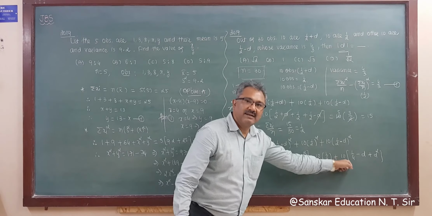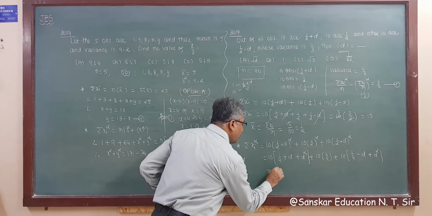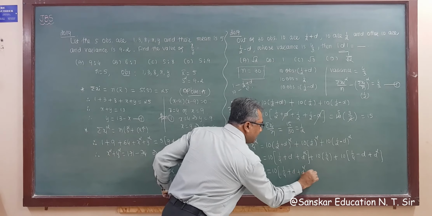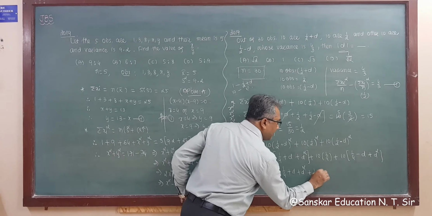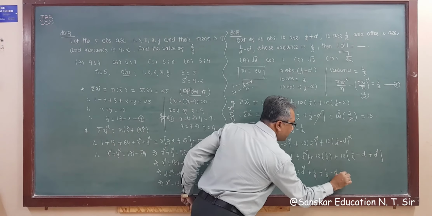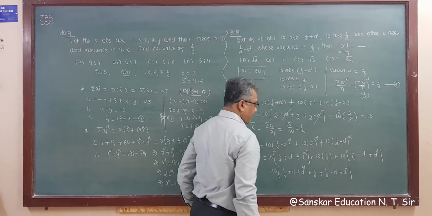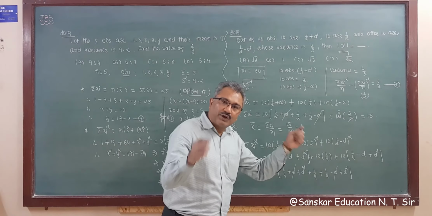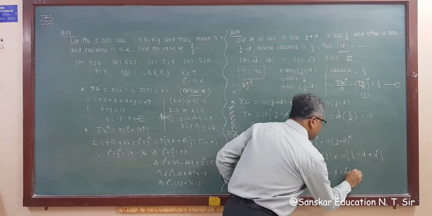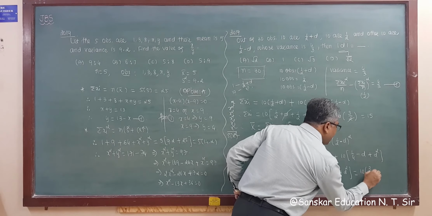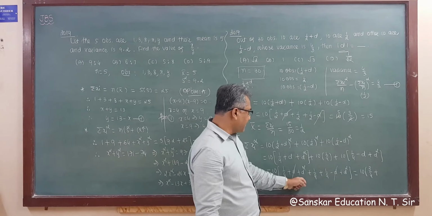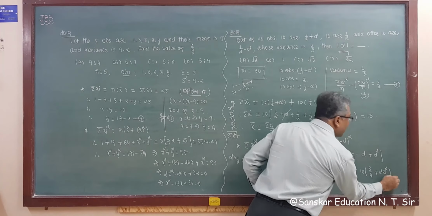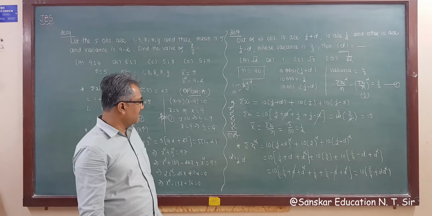So again 10, 10, 10. Take 10 common. Then we have 1/4 plus d square, plus 1/4, plus 1/4 minus d plus d square. So this d will cut. So 1/4, 1/4, 1/4, 3 times, that is 3 by 4. So this is equal to 10 times (3/4 plus d square plus d square), that is 2d square.